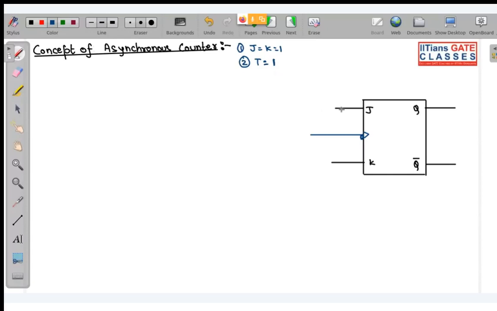Now, this is one negative edge triggered flip-flop. So how will its output look? I have told you that the input is going to be 1 1. Whenever J and K are 1 1, what will the next state be? If J is equal to 1, then Q plus is Q complement plus 0 dot Q. So Q plus is equal to Q complement, and this is your toggle mode. So whenever JK equal to 1, it will work in toggle mode. Let us draw the clock.